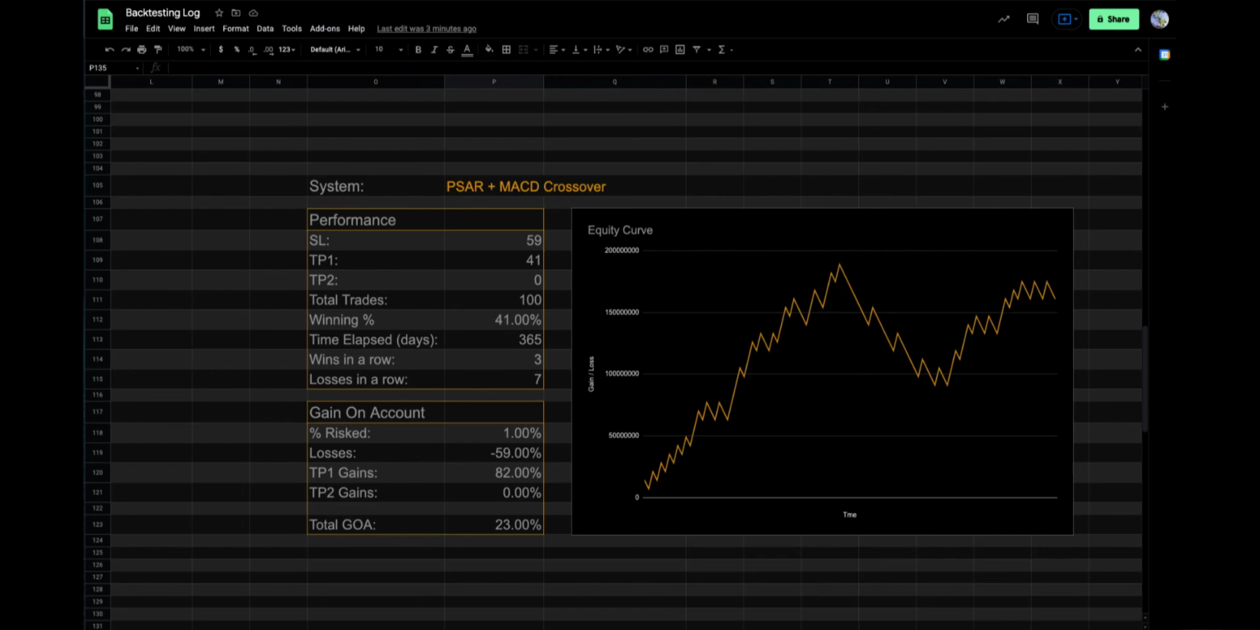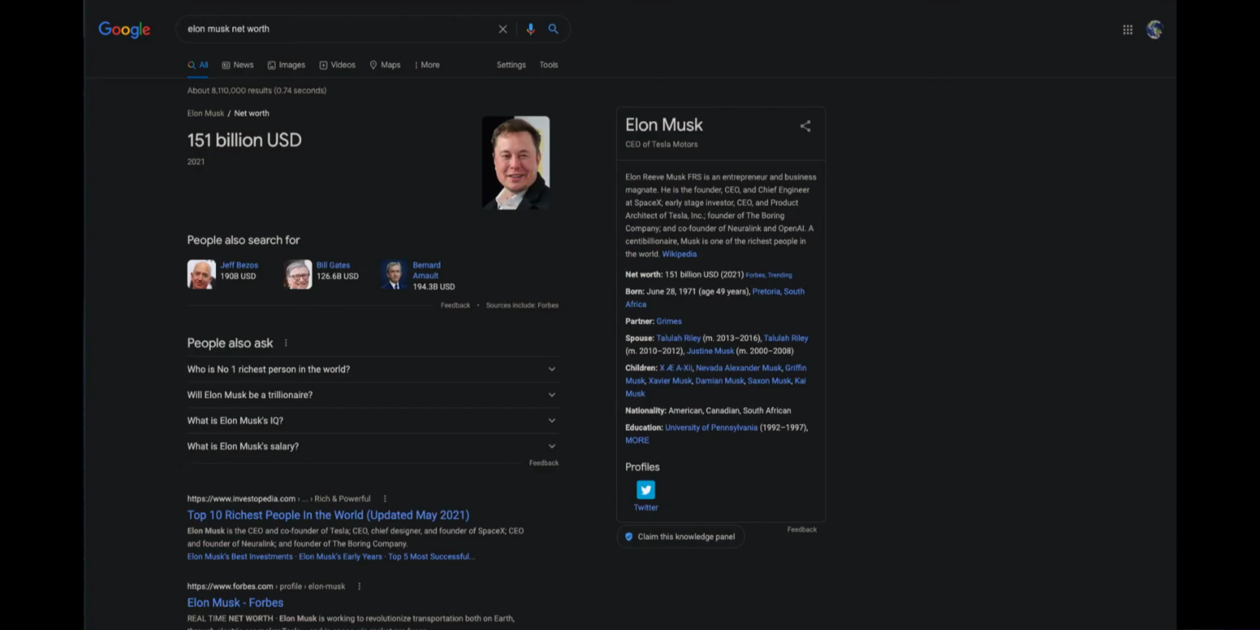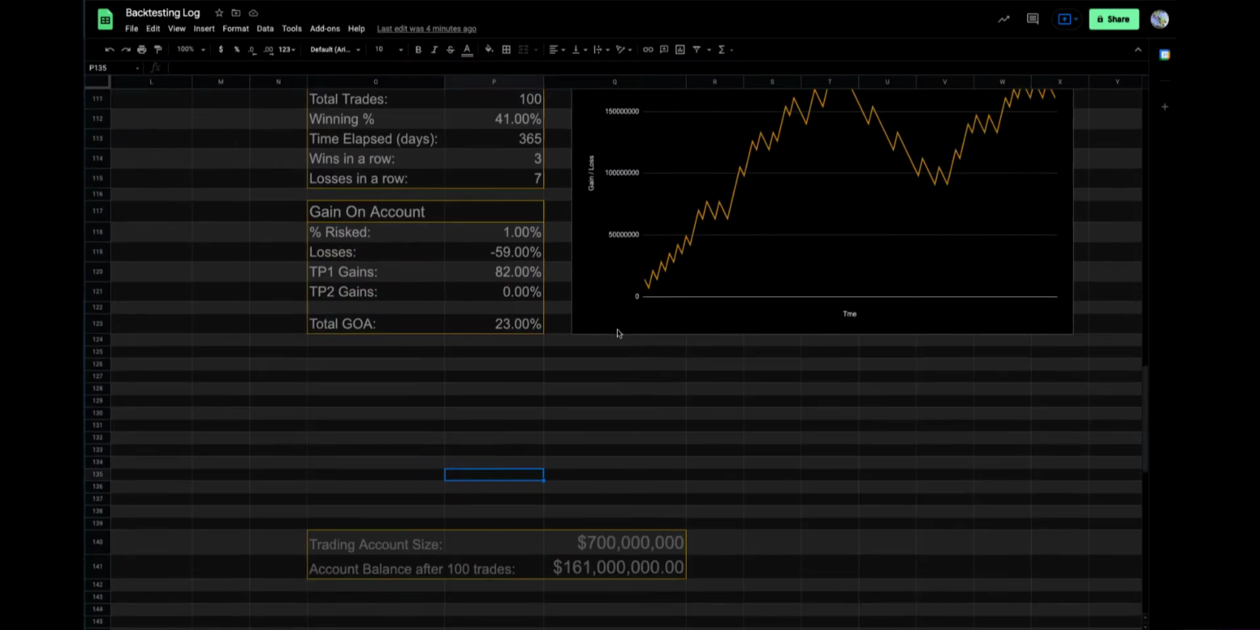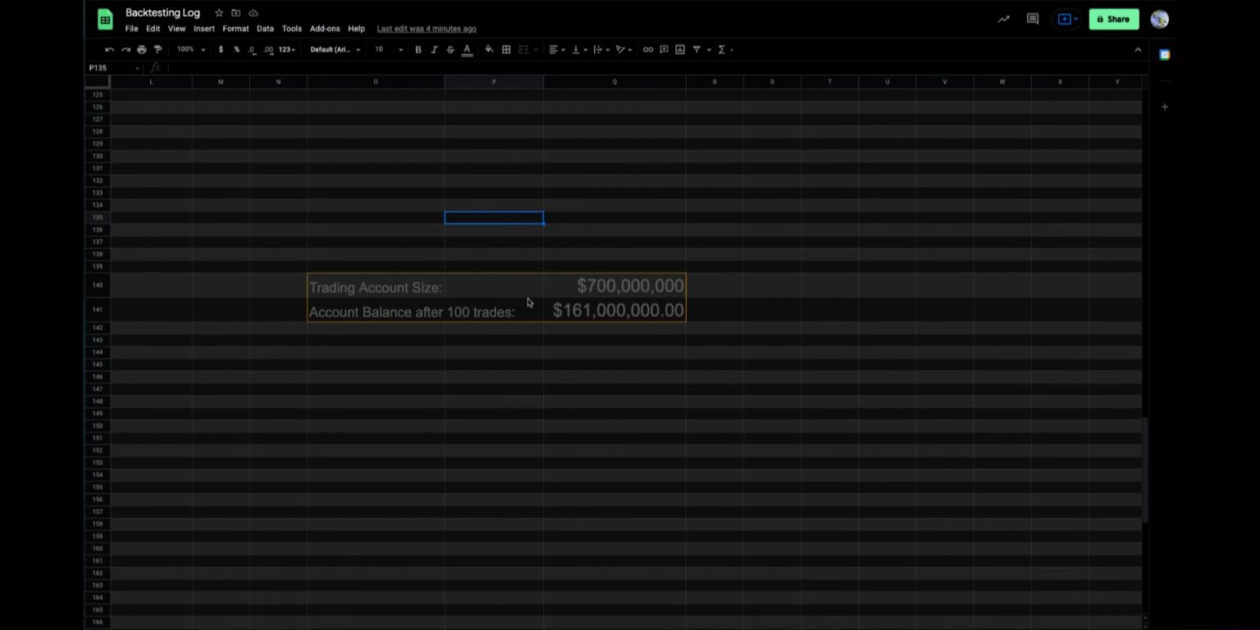For our friend Mr. Musk, whose estimated net worth is $151 billion, if you would have had a $700 million account size, risking 1% per trade, and you took these 100 trades, you would have come out with $161 billion, bettering Mr. Musk.